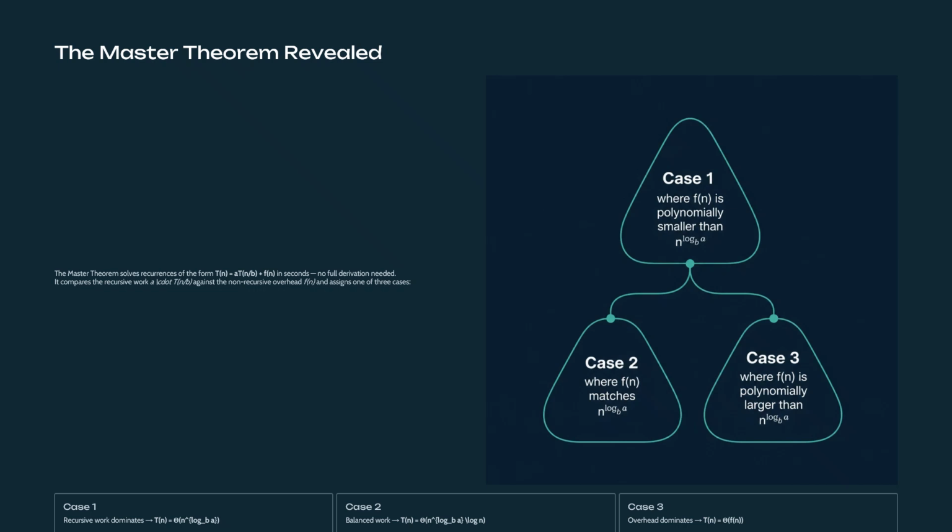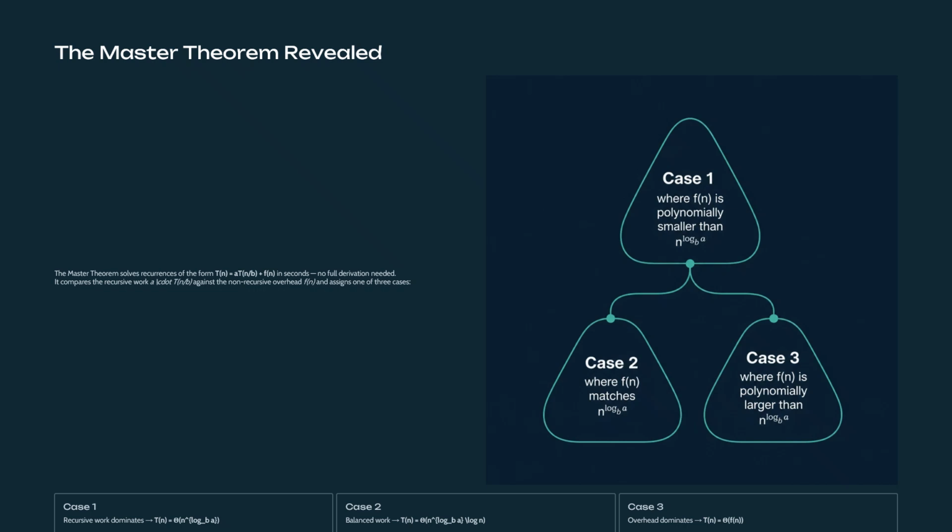Here, a represents the number of recursive calls. b is the reduction factor. And f(n) represents the work performed outside recursion. The theorem compares recursive work with non-recursive work. There are three cases. Case 1.